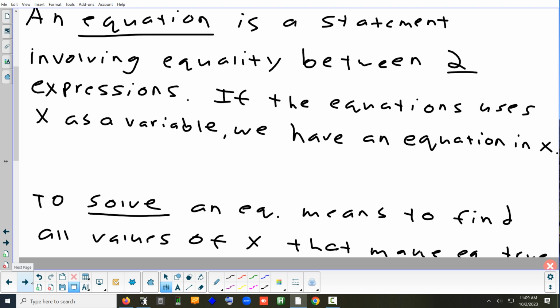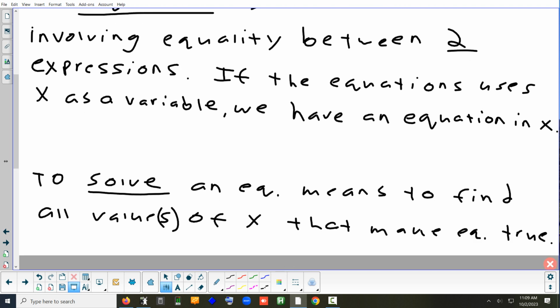Okay, so solve an equation. What does that mean? Well, it means to find the value or values, it could be more than one, that make the equation true. Generally, when you're solving a linear equation, the normal case would be you get one solution. You can get no solution or infinitely many. Now, those are special cases. But the standard case is you get one solution.